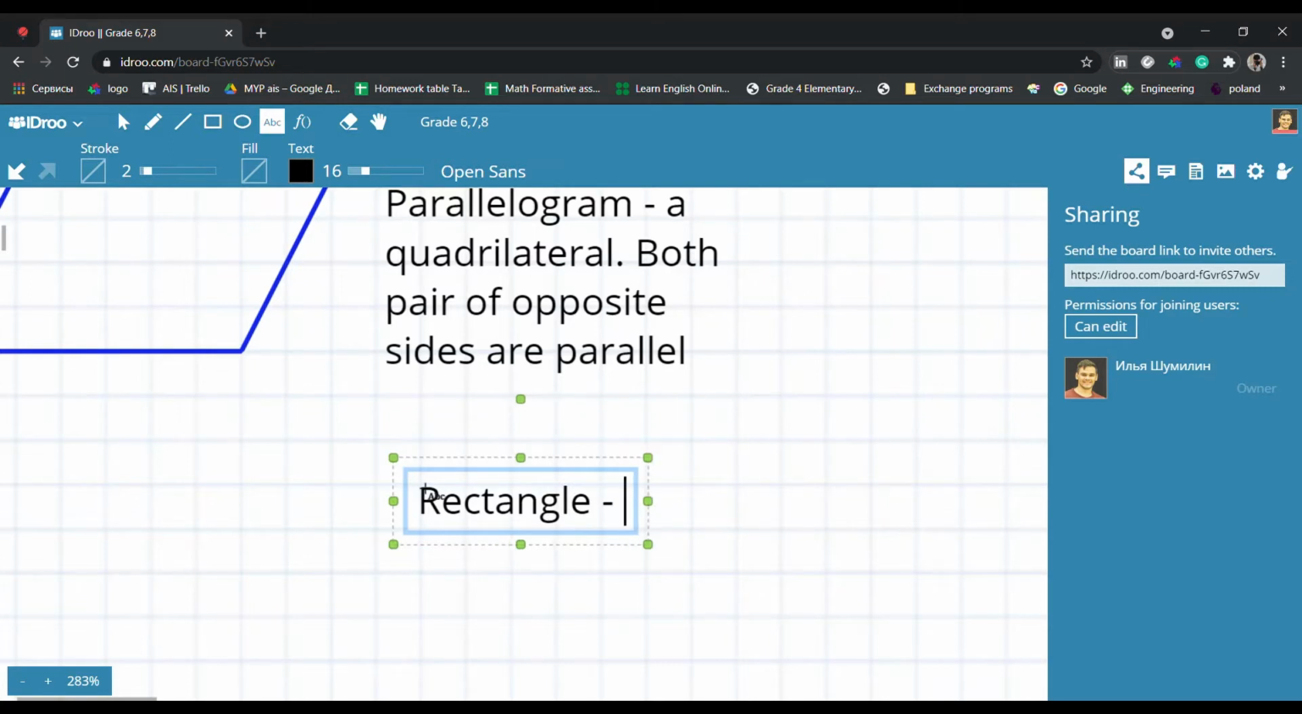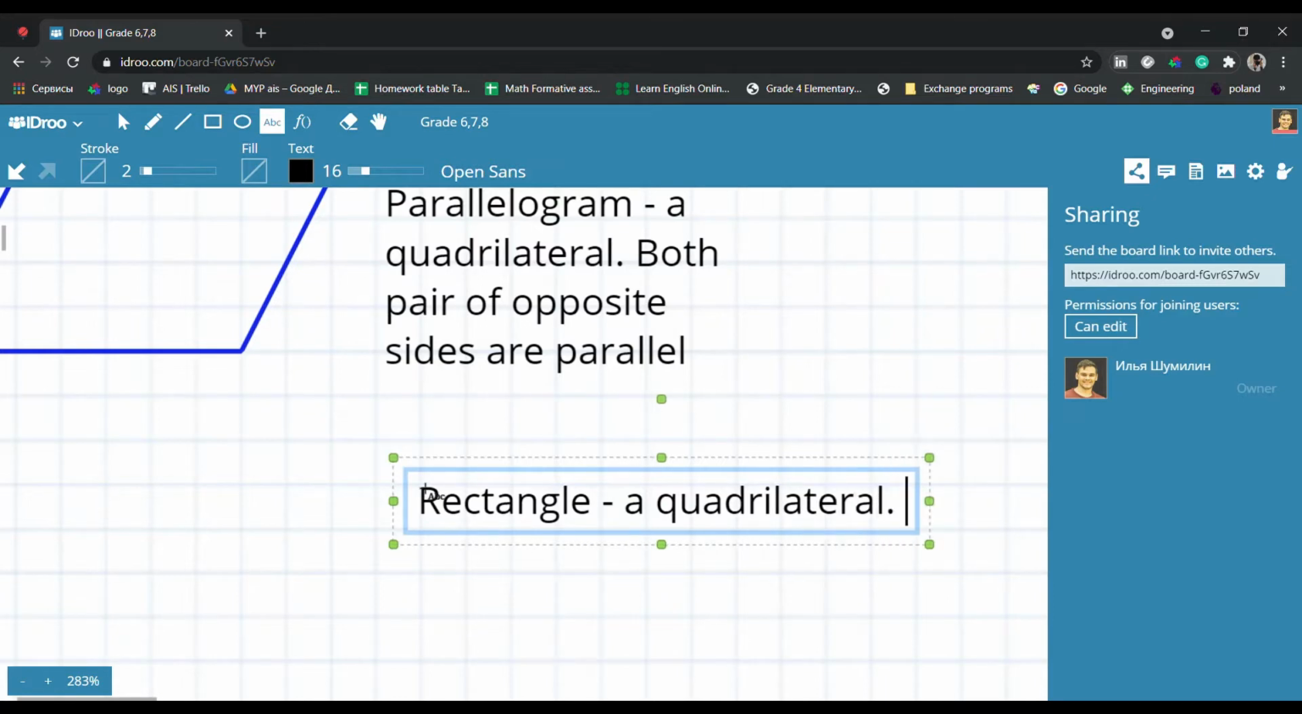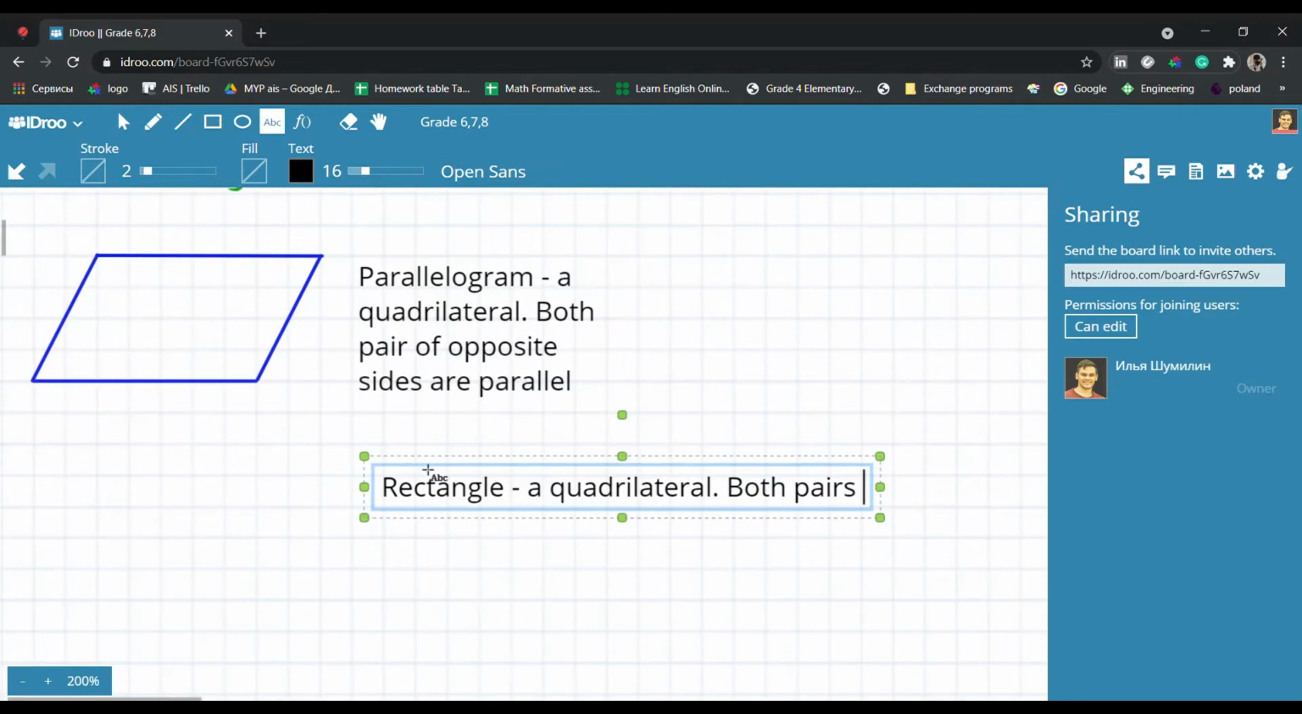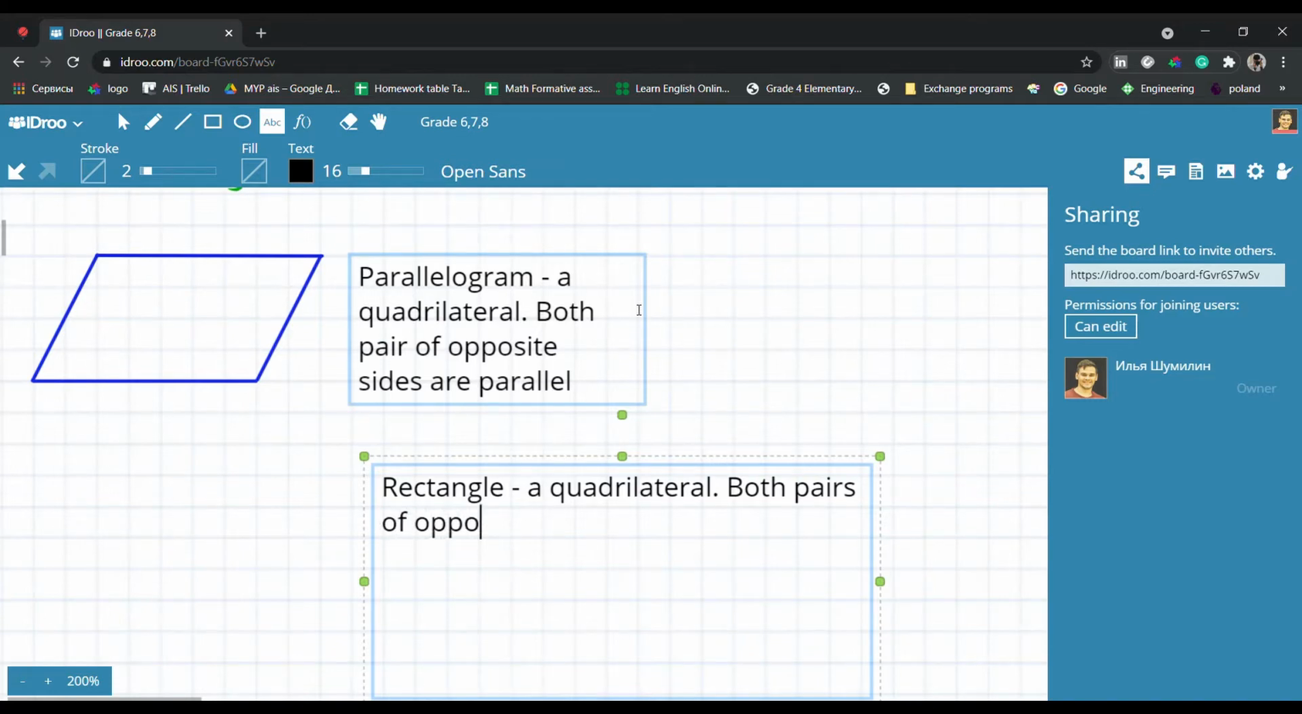Rectangle. A rectangle is a quadrilateral. Don't forget this magnificent word. Quadrilateral. And both pairs of opposite sides are parallel and all the angles are right angles. Both pairs, the same as in a parallelogram, both pairs of opposite sides are parallel and all the angles are right angles. All right, this is a beautiful definition of a rectangle.